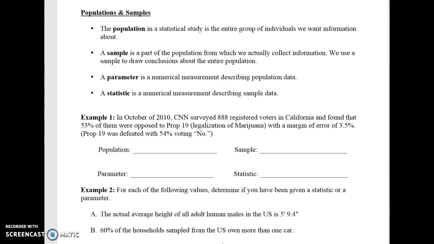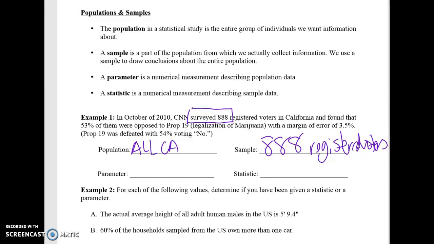Okay, here we go with the first example. So in this example, we want to know what the population and the sample is. So when it says we surveyed 888 registered voters, the people that were surveyed become the sample. And since the sample is taken from the population, that means that the population is all California registered voters. And the keyword there is all.